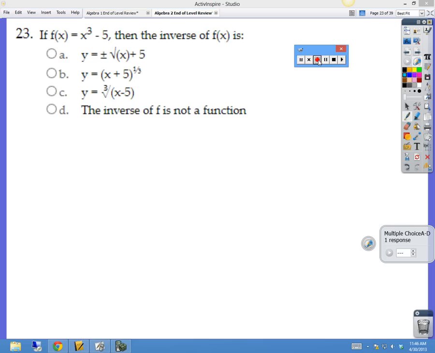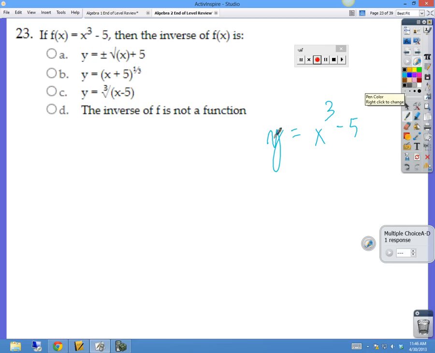Alright. Inverse function. Move number 1. Let's write it as y equals x cubed minus 5. Now to find the inverse, all you're going to do is switch your x and y spots. So I'm going to go x equals y cubed minus 5. Now you solve for y. So I'm going to undo the minus 5. I'm going to plus 5, plus 5. So you should have x plus 5 equals y cubed.